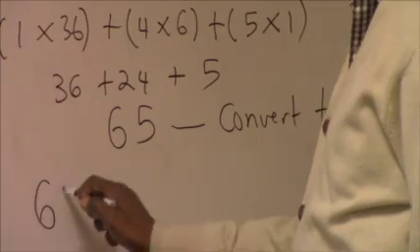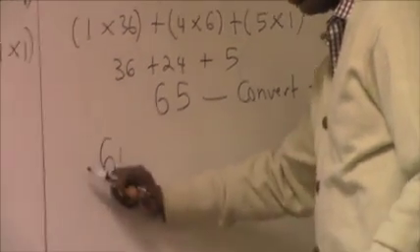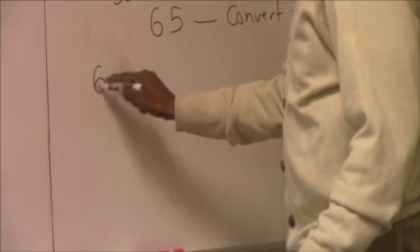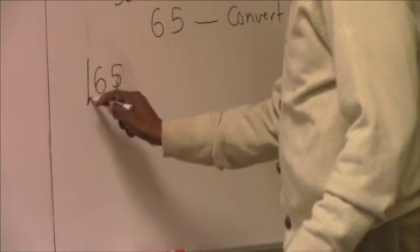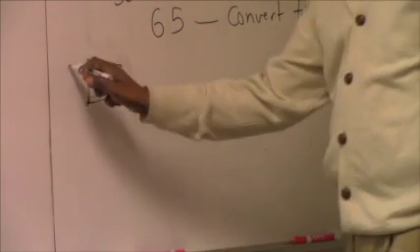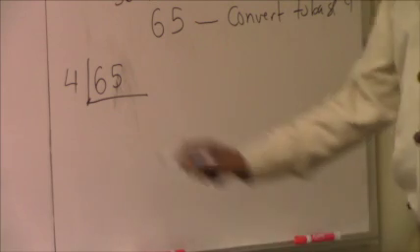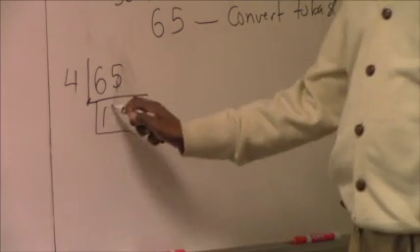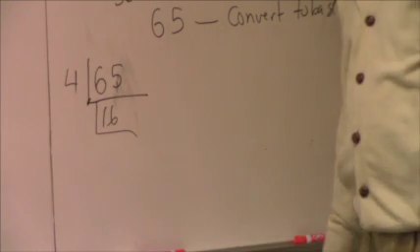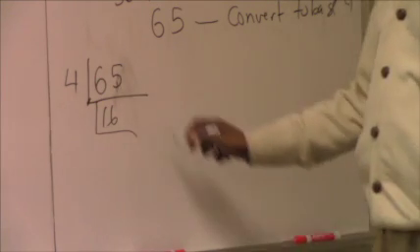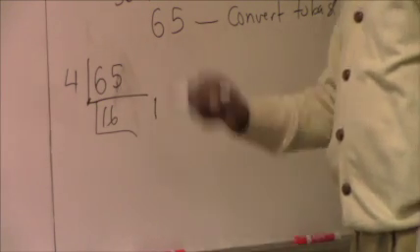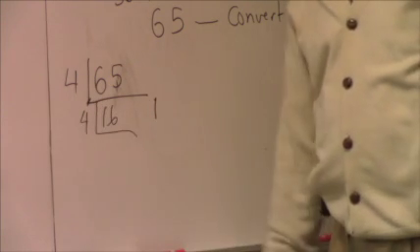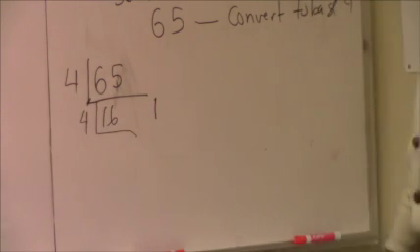We do the division algorithm we just went over earlier. So it's 65. I'm going to begin to divide by 4. When I divide 65 by 4, it goes in 16 times. 4 times 16 is 64. 65 minus 64 will give me a remainder of 1. I'll put a 1 here. And then I'll continue to divide until my quotient is 0.